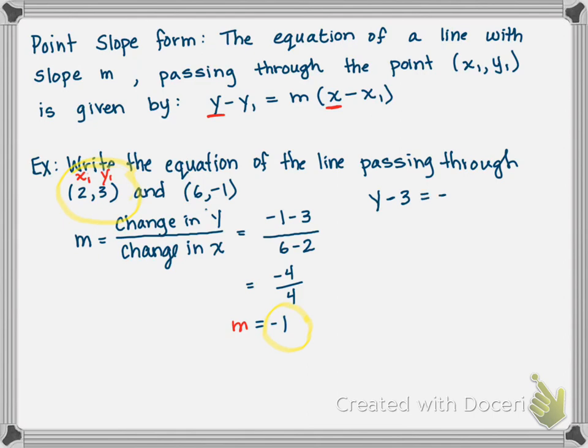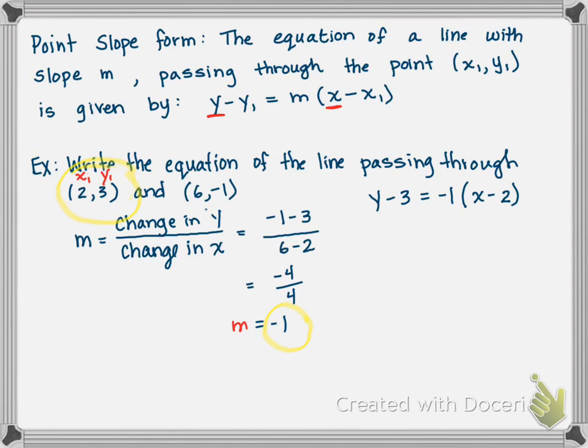equals our slope times x minus, damn it. I'll just start over. We have y minus our y. That was right, wasn't it? It's one of those days. So y minus our y value equals our slope times x minus our x value. There we go.